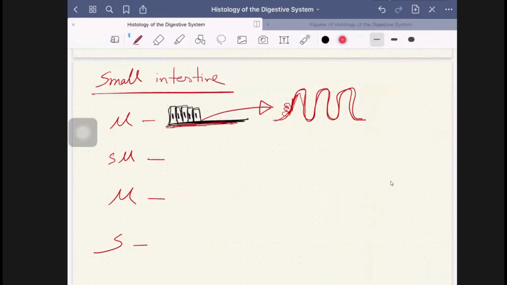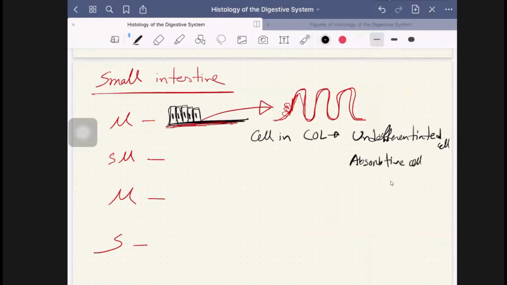So cells in crypts of Lieberkühn: there will be undifferentiated cell, absorptive cell, few goblet cell, Paneth cell, and some enteroendocrine cell.